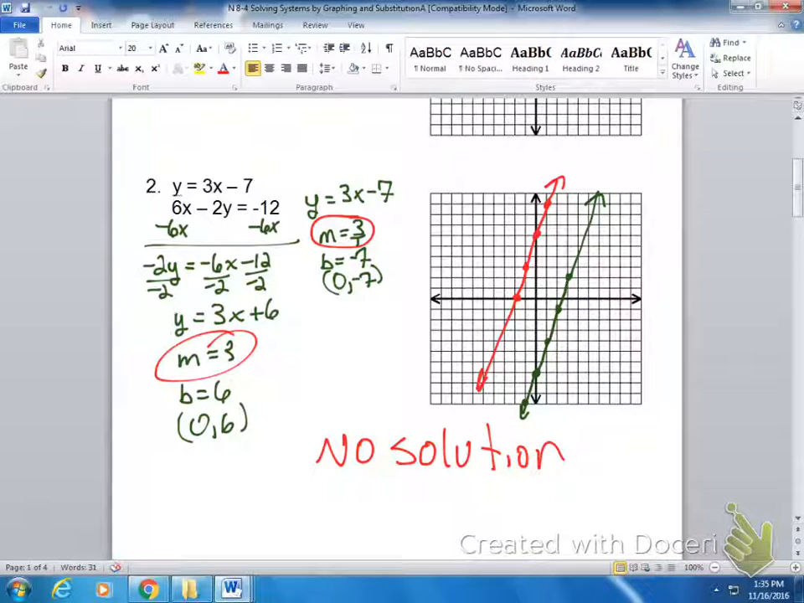And y'all did pretty good on the quiz question that was like that. Y'all saw parallel lines. You may not have written the equations, but you knew there was no solution. Okay?